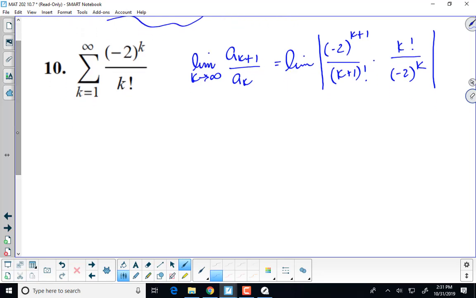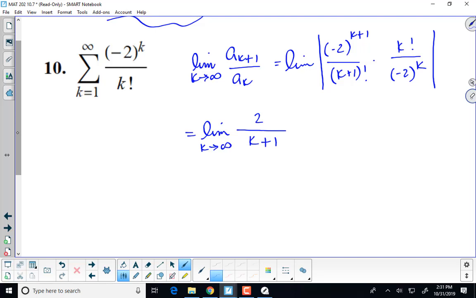So now with the ratio test, there's always going to be a lot of cancellation. And let's make sure that it's clear how things are canceling. So do you agree that when we look at the negative 2s, there's one extra negative 2 in the numerator? And if we're taking absolute values, we can make that a positive 2 in the numerator. In the denominator? k plus 1. Just k plus 1.